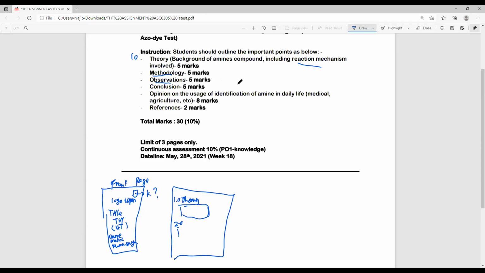Lepas tu, and lastly about the conclusion. So conclusion about Hinsberg test. So to conclude apa Hinsberg test ni kita gunakan untuk apa. Gini. And then the most important thing is about your opinion. Kat sini yang markah paling banyak. So opinion on the usage of identification of amine in daily life, medical, agriculture and etc. So what is your opinion? So this opinion sebenarnya awak boleh cari dalam cari dekat journal code.